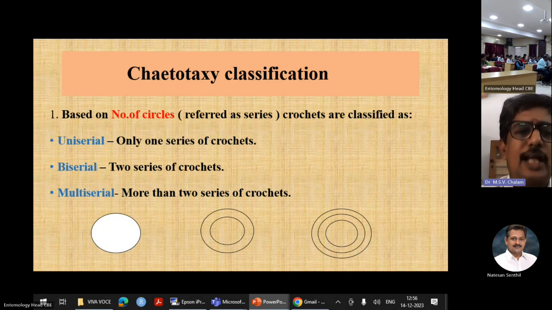For example, the caterpillar has only one circle of crotchets, one series of crotchets. The number of circles is referred to with the term serial. Uniserial means one series. Biserial means we will be observing two series of crotchets. Multiserial means more than two, maybe 3, 4, 5, whatever the case may be, and we refer to it with the simple term multiserial. So the number of circles is referred to as uniserial, biserial, as well as multiserial.